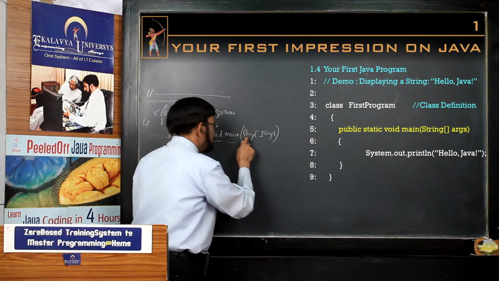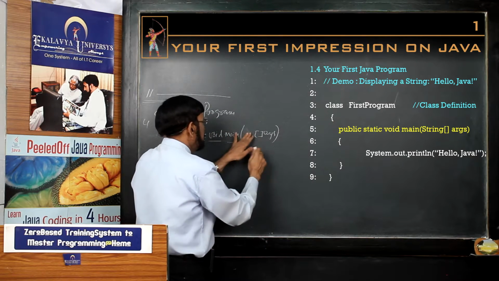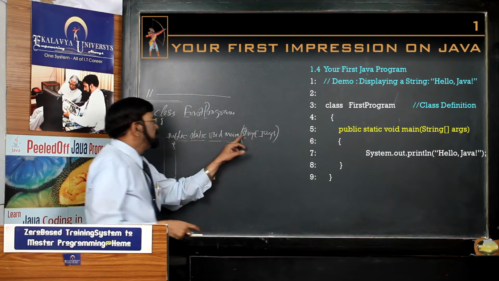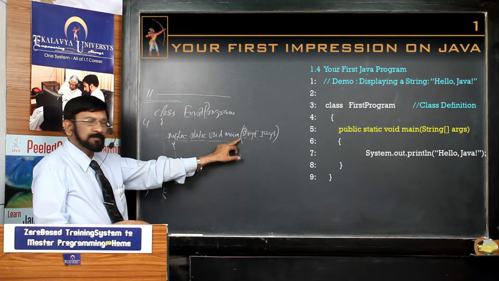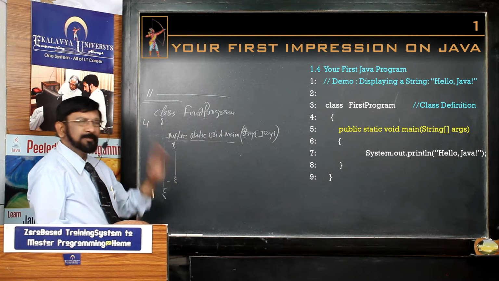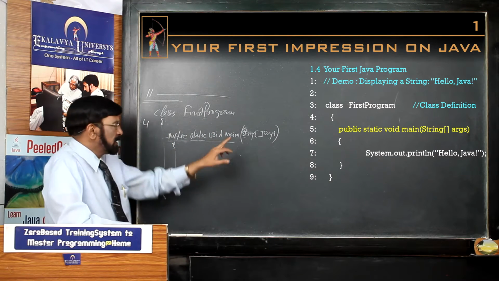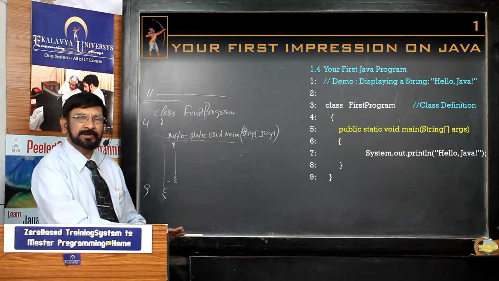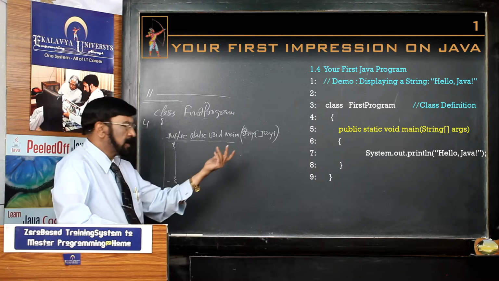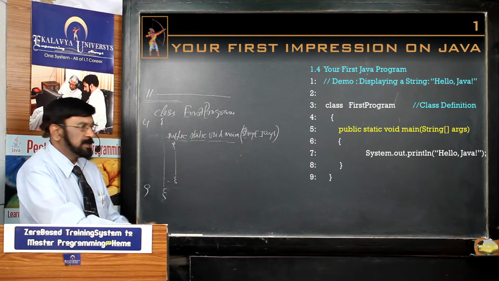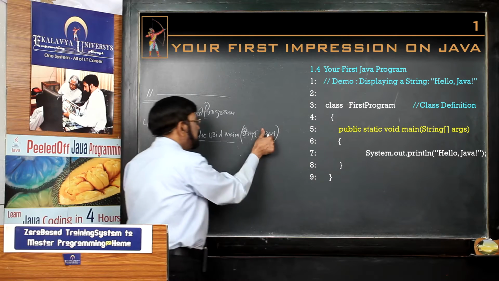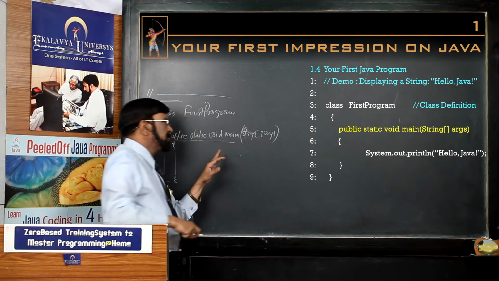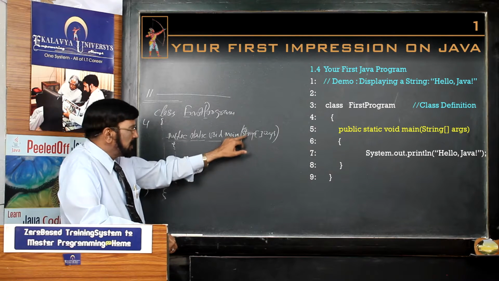So String also invariably you have to write; it is a class. Class names, as I already told you, start with a capital first letter. Always remember it is a thumb rule: whenever an identifier starts with an uppercase letter, you understand that it is a class or class type element. This symbol, square brackets, represents an array. That's why it is an array of strings.